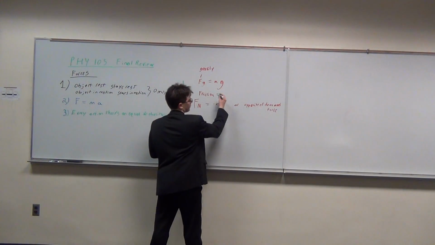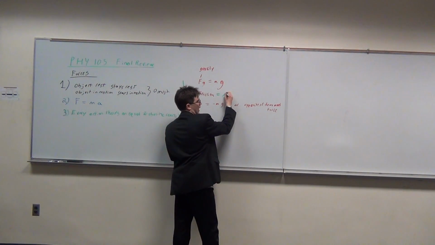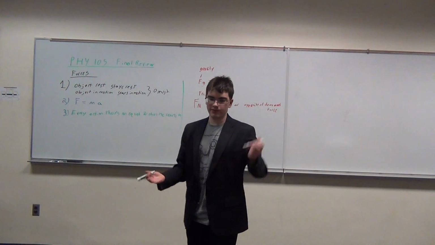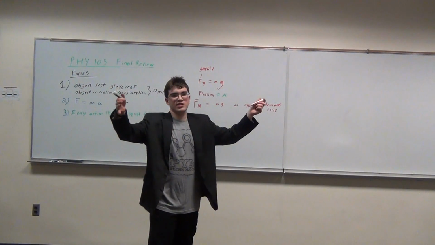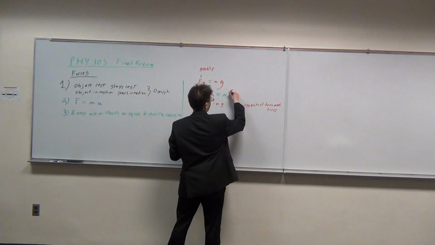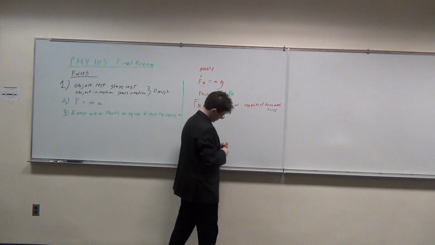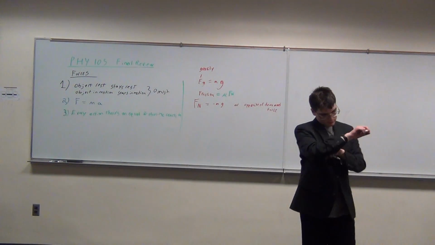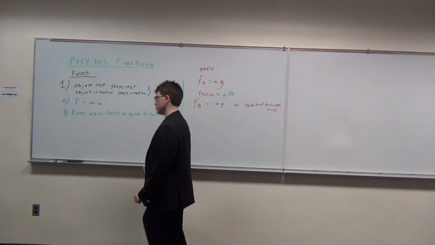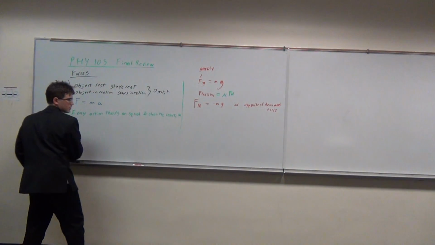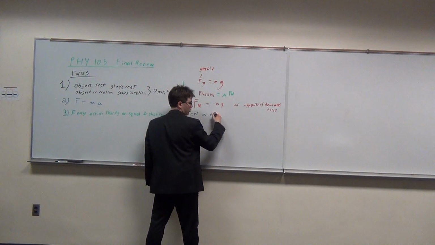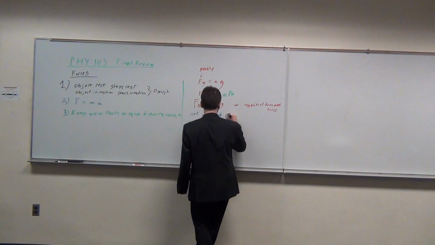So the frictional force is equal to some constant, some coefficient. Could be the coefficient of static friction or kinetic friction. This is a number they'll give you on the test. Times your normal force. Okay. One more thing you talked about was net or total force.